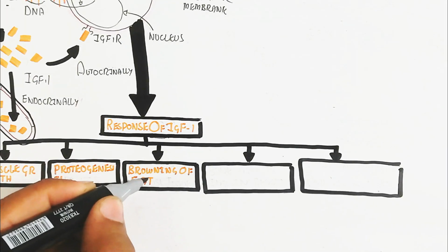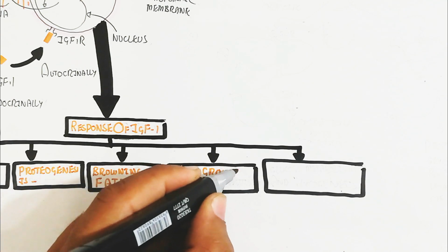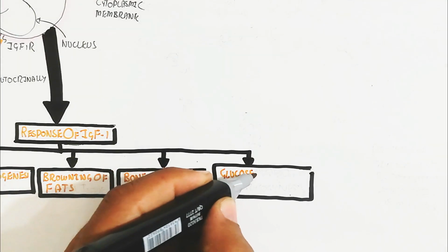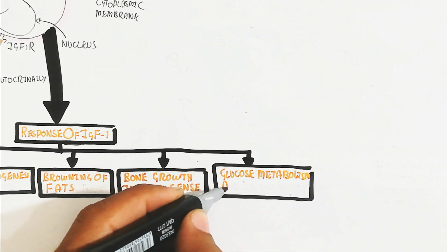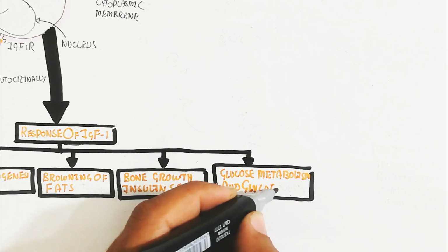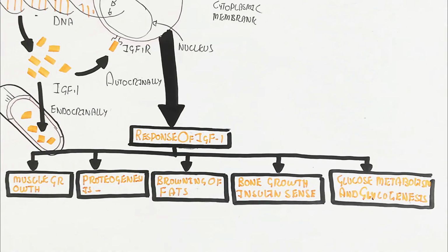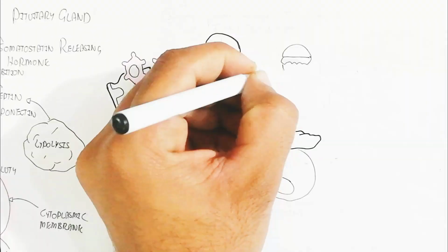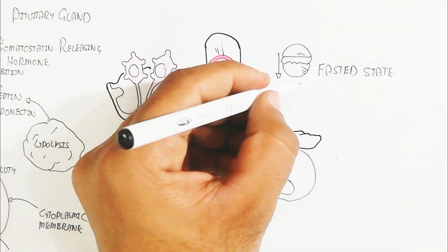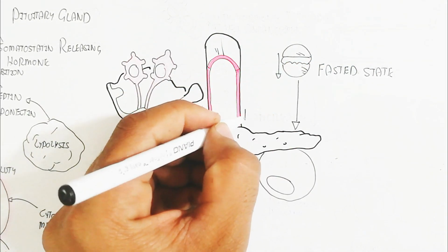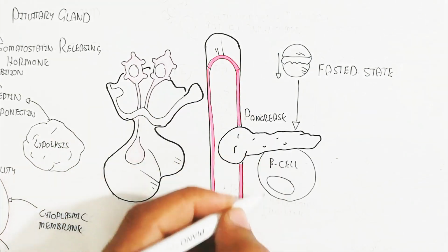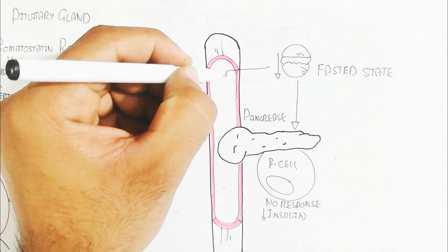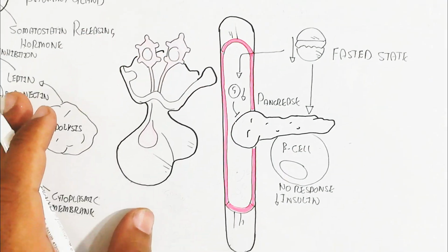Browning of fats due to lipolysis will occur due to IGF-1. Bone growth and insulin sensitivity will increase, because even with arrest of the insulin receptor, IGF-1 will still work. On the other hand, glucose metabolism and glycogenesis will occur. For example, the fasted state will decrease the glucose level, target the pancreas, and inhibit insulin secretion. So insulin will not be produced while glucagon will be produced.